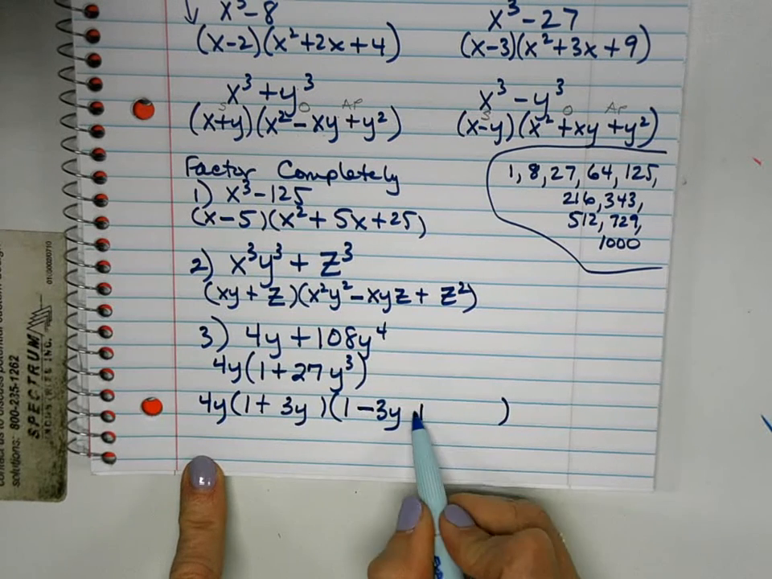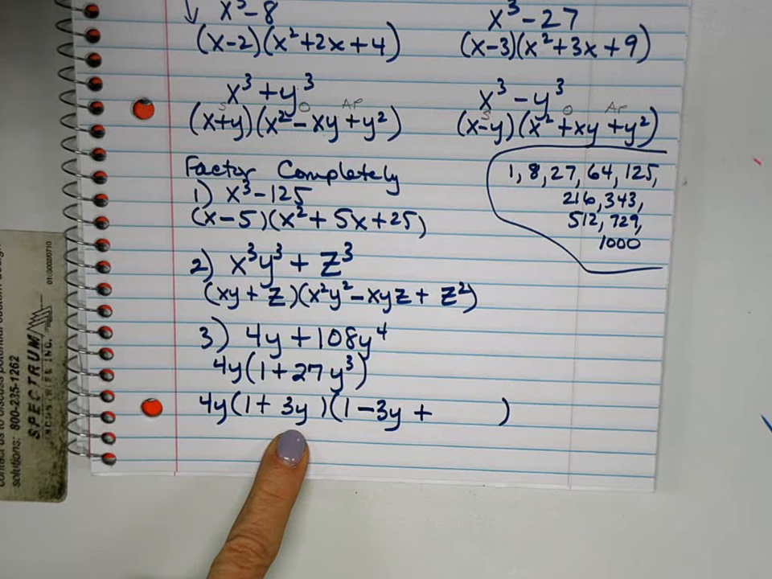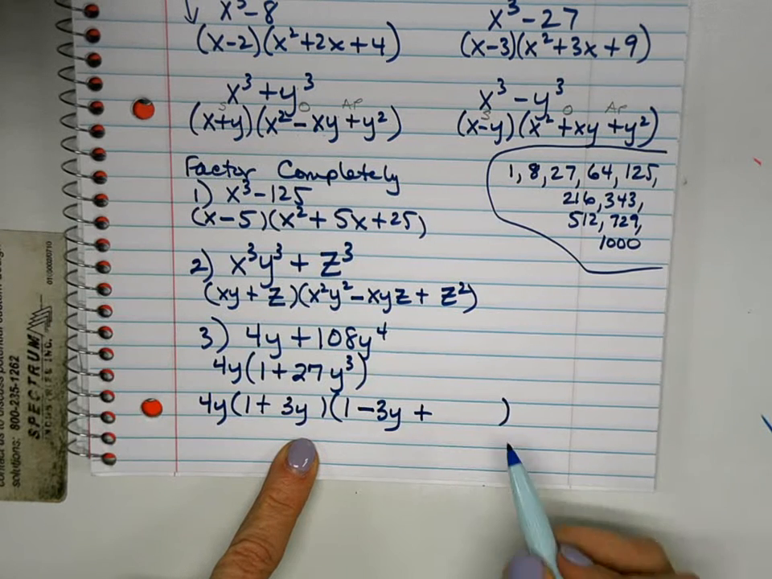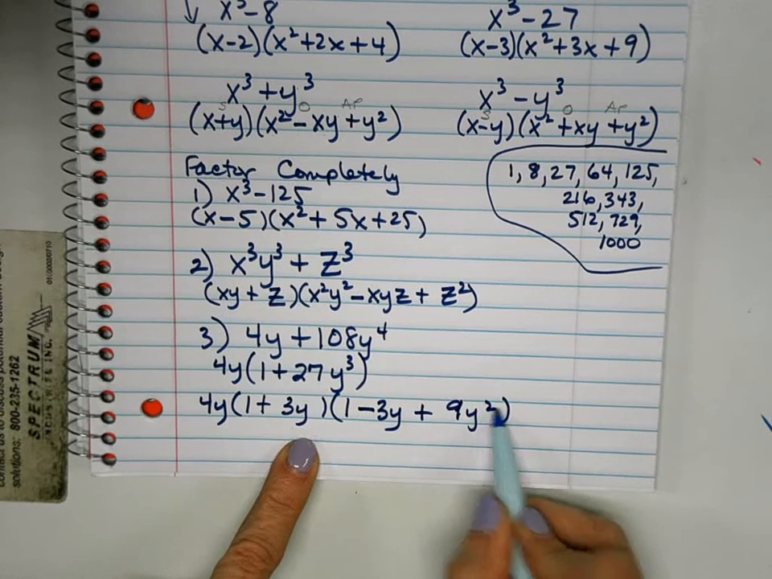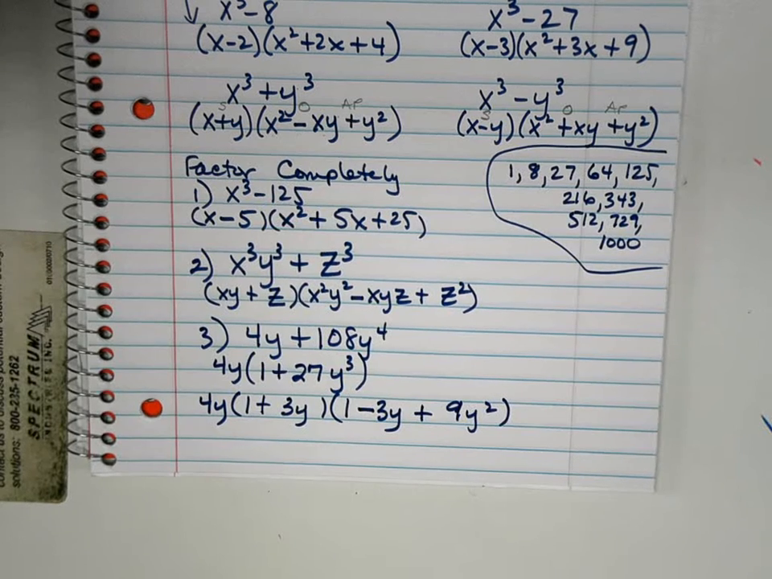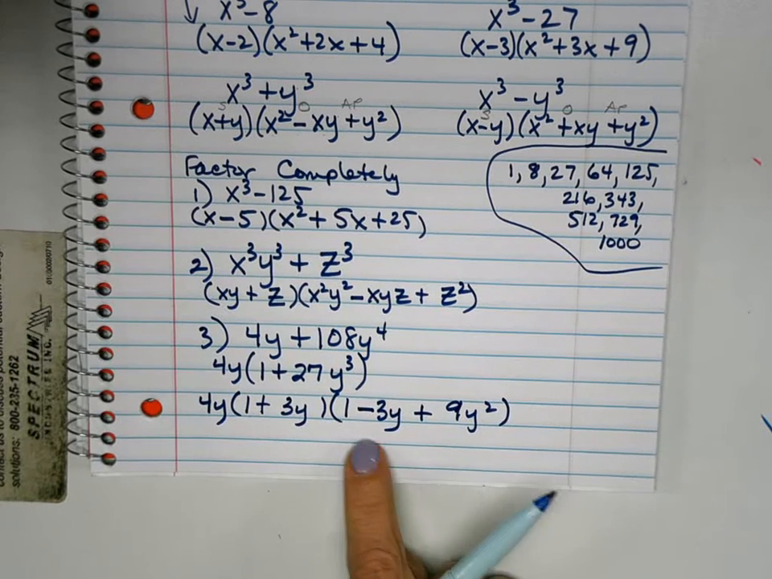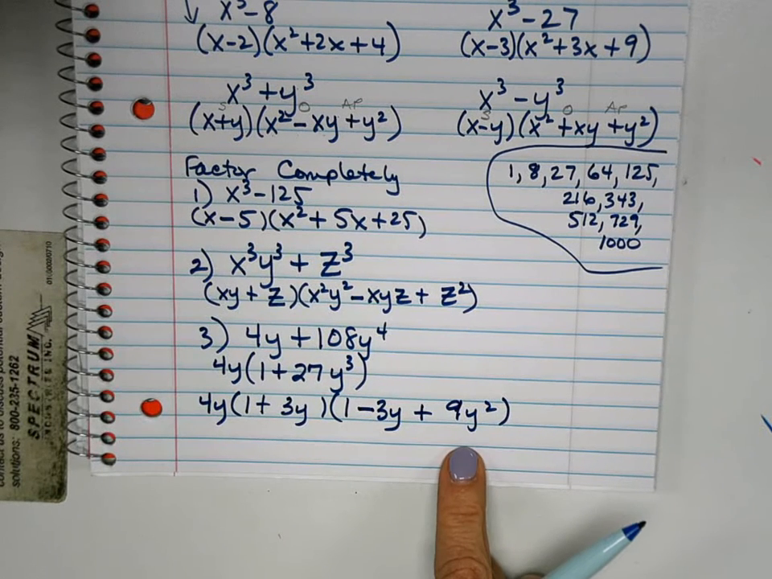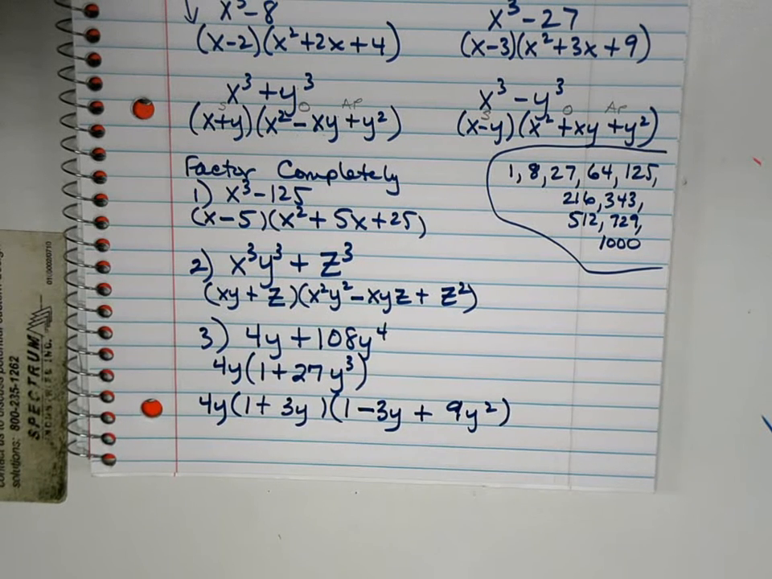Always positive. Square this. What's 3y quantity squared? What is it? Got to square both parts. Savvy? 9y squared. Square the 3 and square the y. And then that would be factored completely. You guys, this trinomial here never factors. So don't waste your time trying to factor that ever. That never factors.